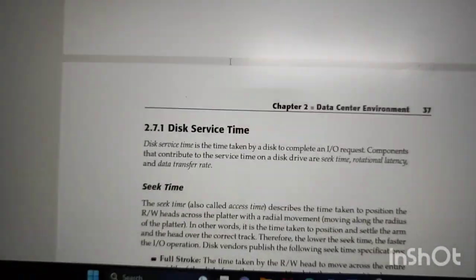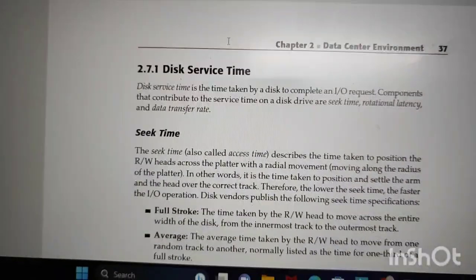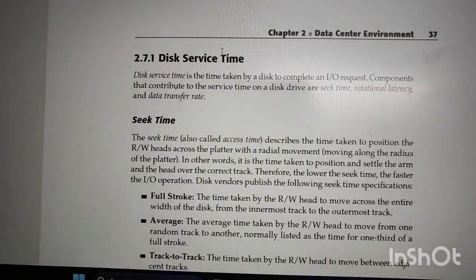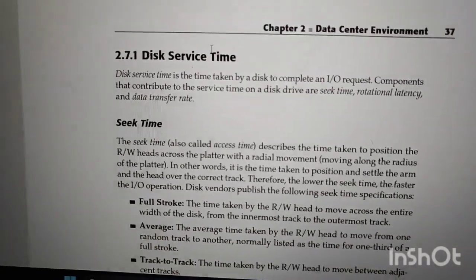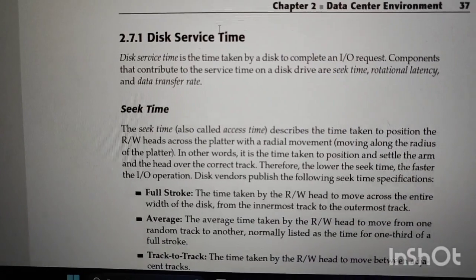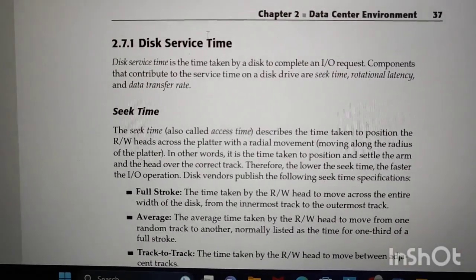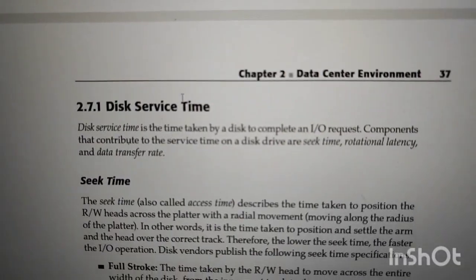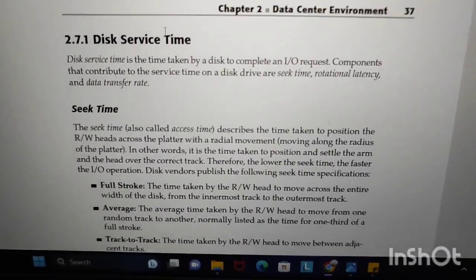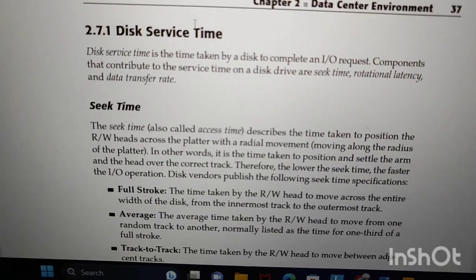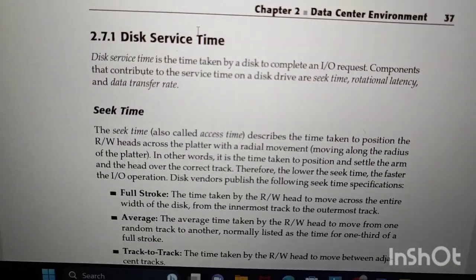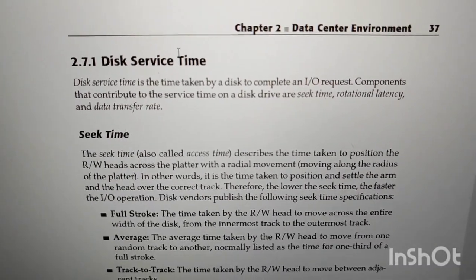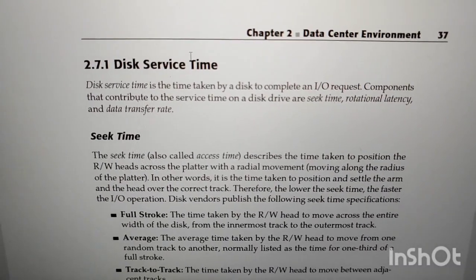The factors are disk service time. This is the time taken by a disk to complete an I/O request. Components that contribute to service time on a disk drive are seek time, rotational latency, and data transfer rate. So when you come to disk service time, you have seek time, rotational latency, and then disk transfer time.